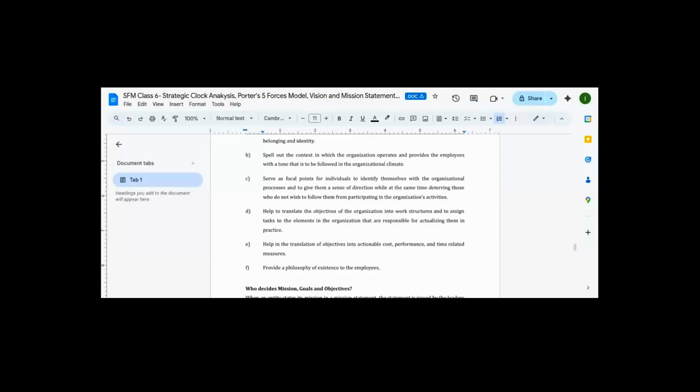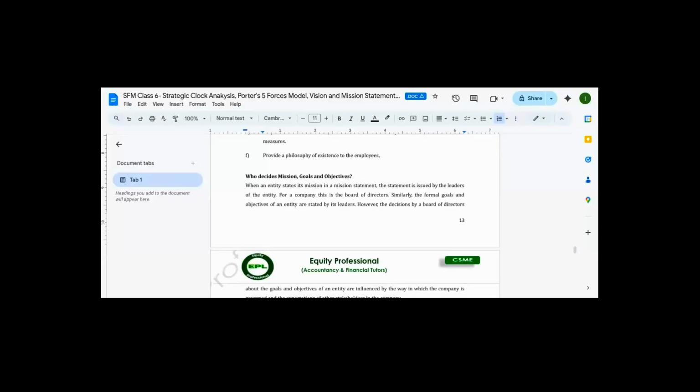And that's the reason why we say it must not be too ambiguous or complicated, so that we are able to clarify and simplify this to all our staff. So we have it here too. It provides a philosophy of existence to all the employees, and they must imbibe this philosophy. Any staff that goes contrary will be fired, because we don't compromise the company vision, mission statement, philosophy, culture, and core values.